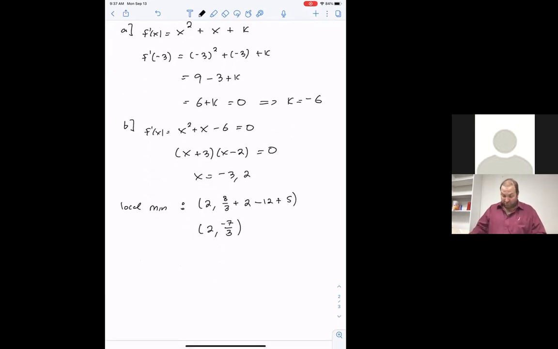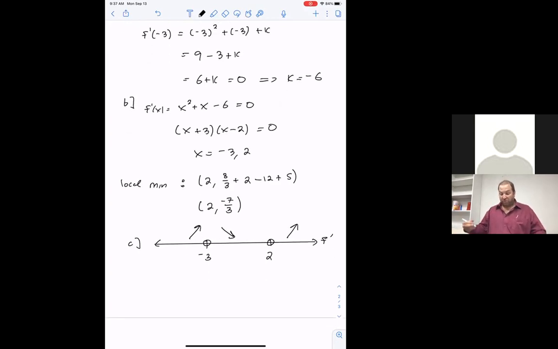And now for C, write down the interval where the gradient of the graph is negative. Well, if I make my number line for my f prime, I already know that at -3 and 2, it's 0. I also know that -3 was a maximum and that 2 was a minimum. I don't have to plug anything in because they gave me that information. So where is the gradient negative? From -3 to 2. No further information or math required for that one.